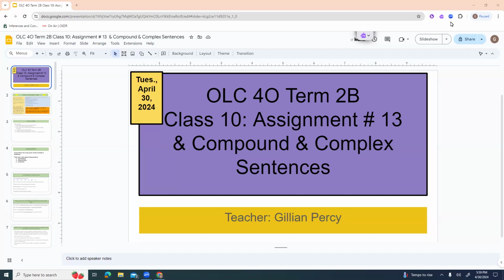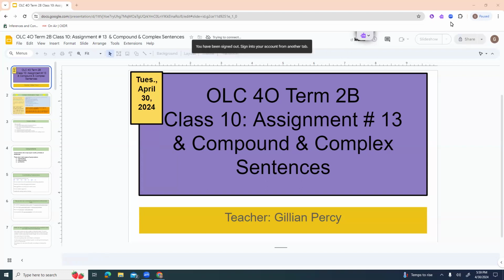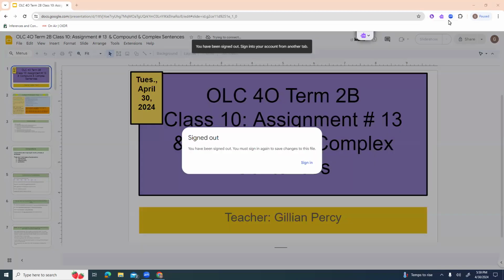Welcome to Tuesday. It is April 30th, 2024, and we are looking at OLC 4.0 Term 2B, Class 10, Assignment number 13, and then Compound and Complex Sentences.